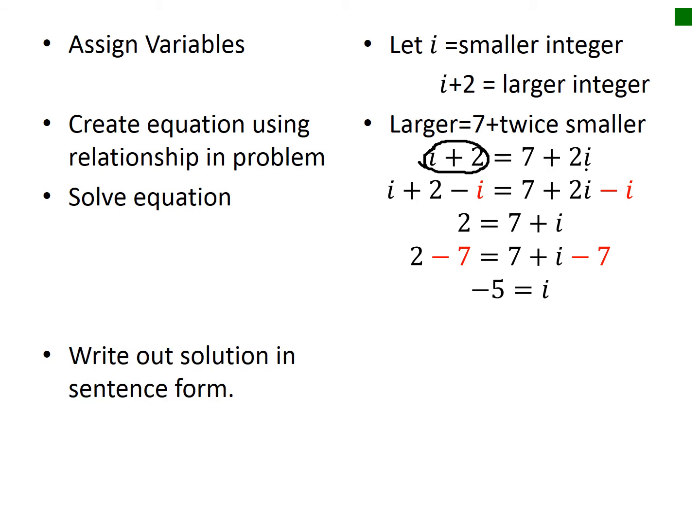The final step in any word problem is to write out your solution in sentence form. In this case, our integers are -5 and -3. Once you know the first integer, which we found by solving the equation, we can find the value of the second integer by plugging it into the expression that we created at the beginning of the problem to identify the larger integer. -5 plus 2 is equal to -3.